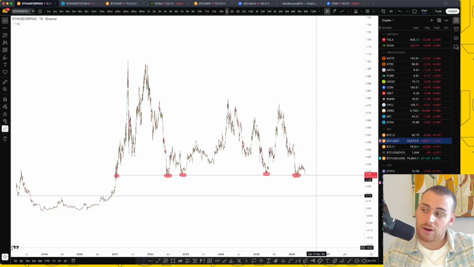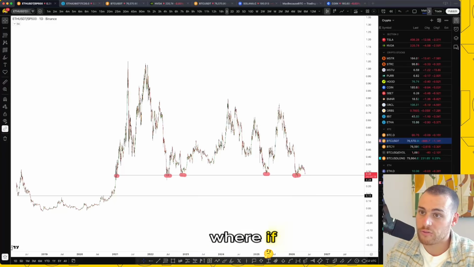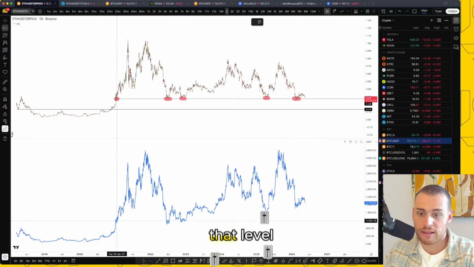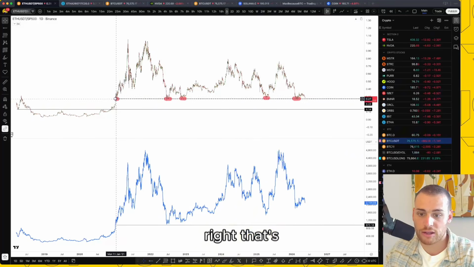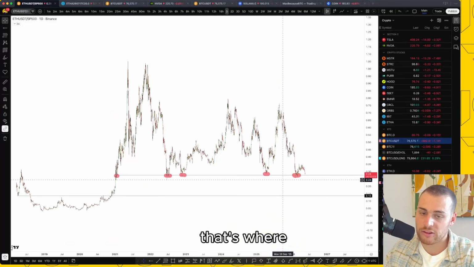So there's a lot of really important pair charts where you're looking at this thing, you can see clear as day, we need to hold this level. Whereas if you're just looking at the ETH USD chart, we don't have that same level on the chart. That level on the chart is like here, right? That's where this line would start, more or less right here. So it's different, right? But that's where the hidden alpha is.